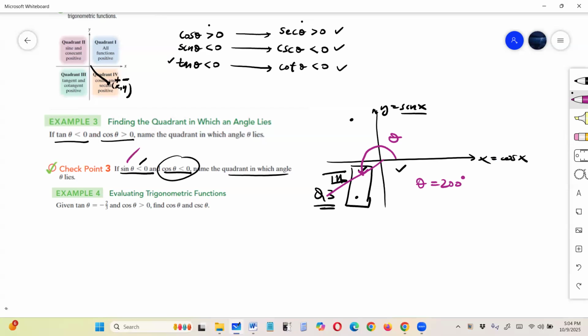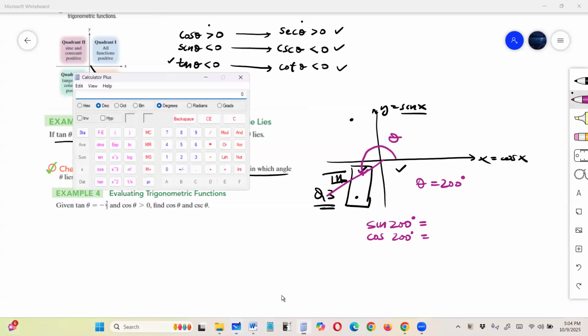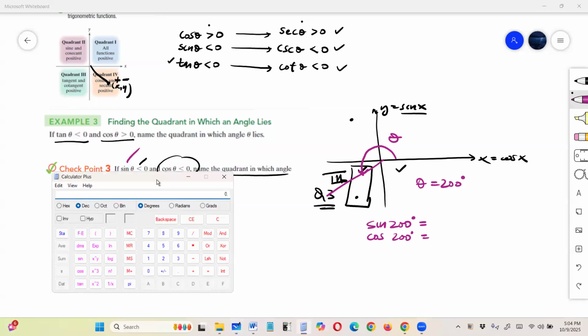And now I want to find sine of 200. And I need to confirm that this is negative. And I'm going to do cosine of 200. And I also need to confirm that this is negative, right? So I'm going to get the calculator. And hopefully this is going to work. So let's see. Do I type in sine first? No, I guess I type the angle first.